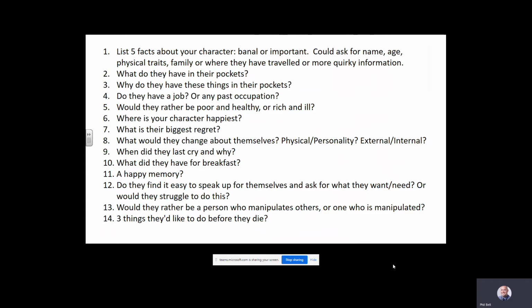Are they kind of spotty skin? Whatever it is that you want to focus on: the family background, where they've traveled, or more quirky information. Now, family's usually an interesting one. Virtually all good characters in fiction have some interesting relationships going on with their family.